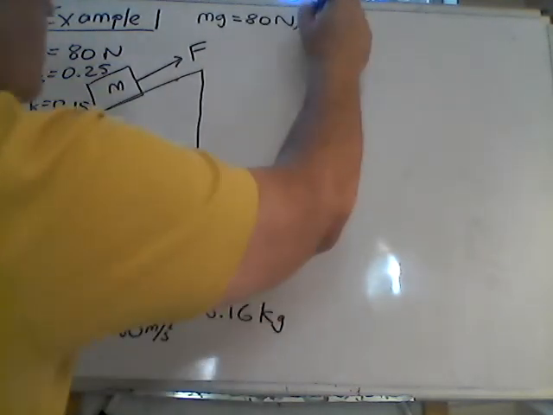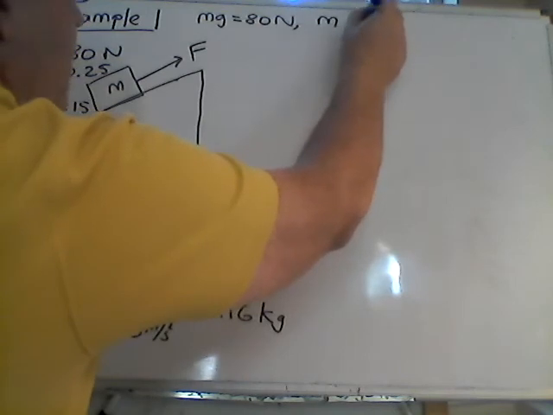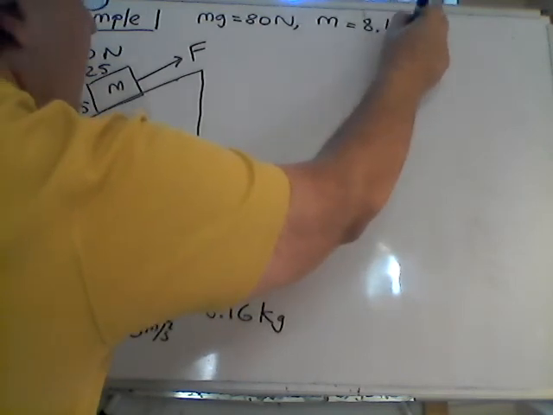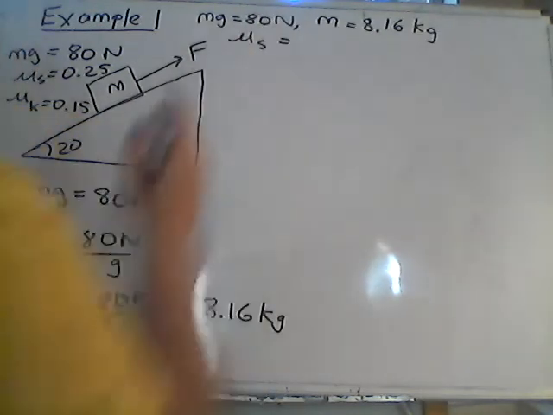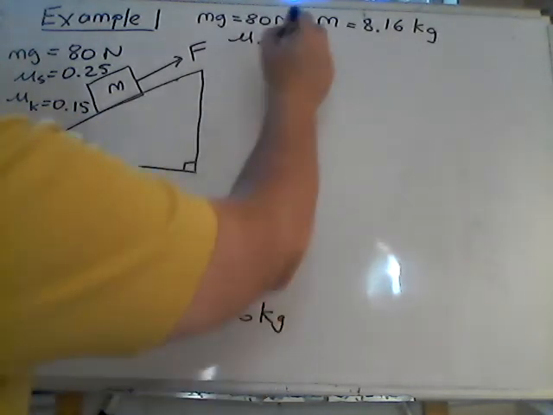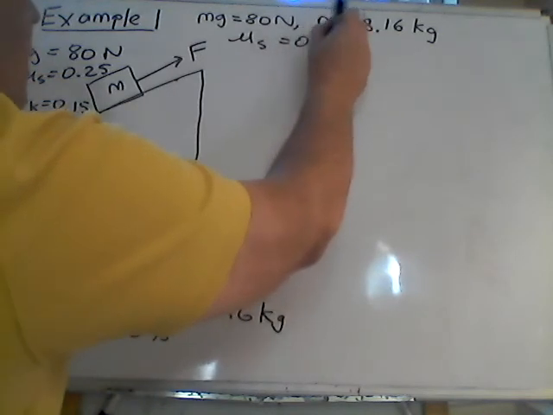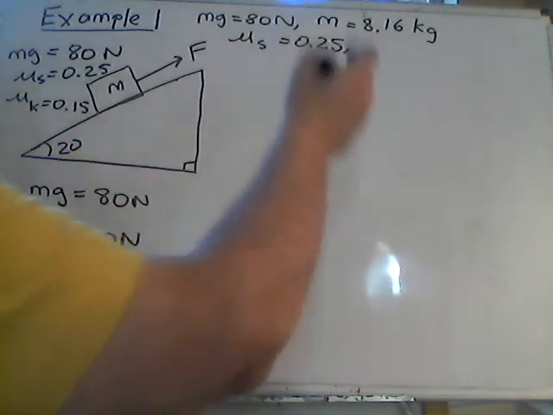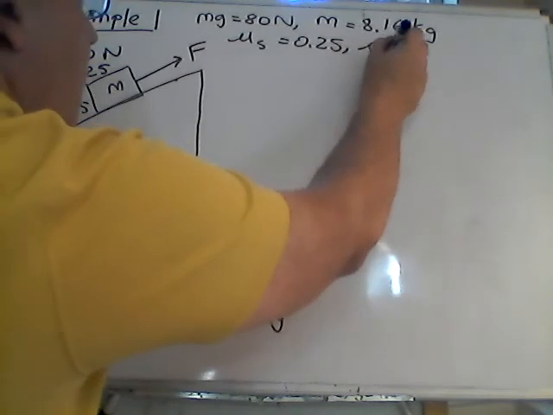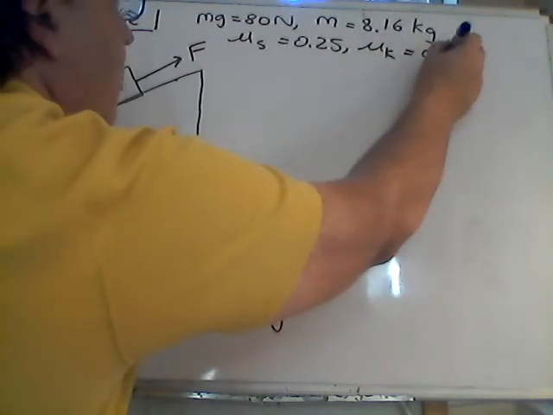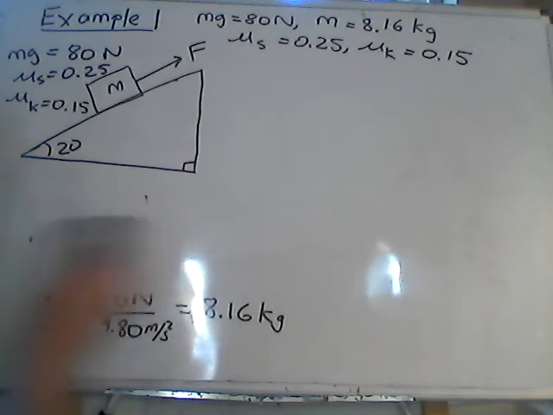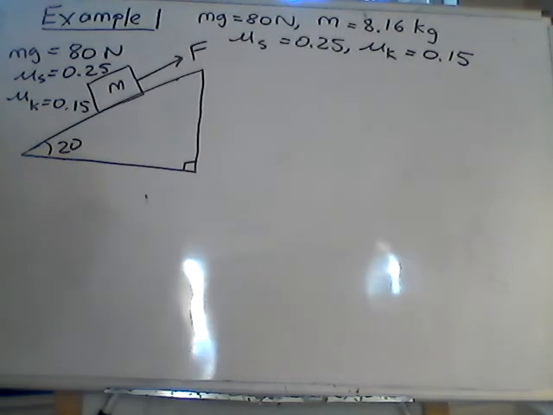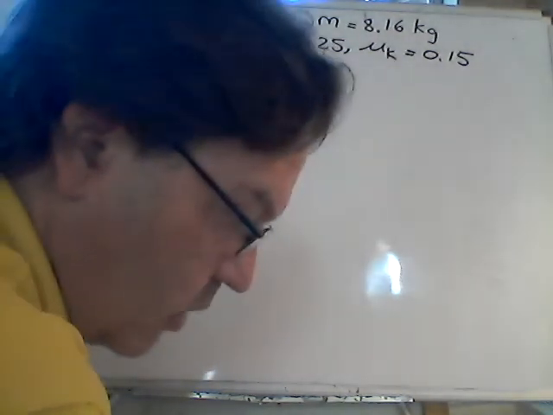The mass is 8.16 kilograms. The coefficient of static friction between the block and the incline is 0.25. The coefficient of kinetic friction between the block and incline is 0.15. Okay, these are important little pieces of information to remember. All right? Now, the first question is, let's rewrite it real quick just to make sure.